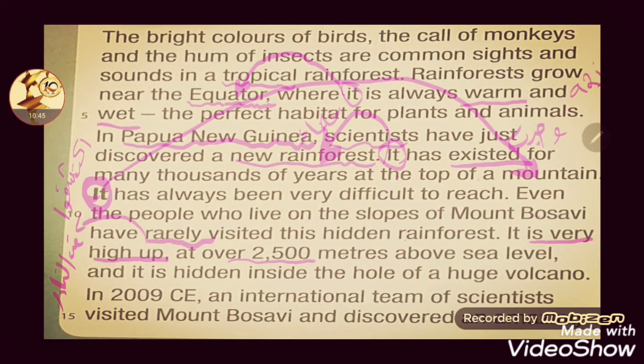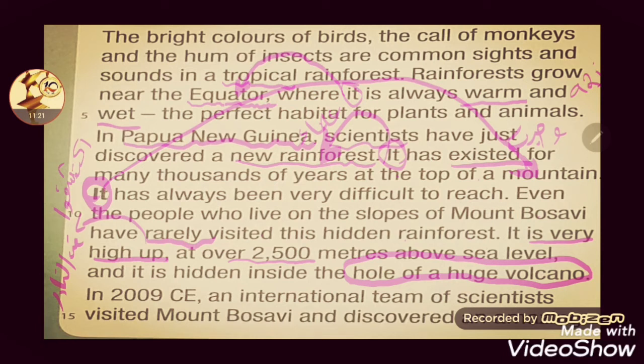They found this beautiful rainforest in a place called what? Mountain Bozef, okay? And this hidden rainforest is hidden inside a hole of a huge volcano. يعني كانت موجودة بحفرة الفولكانو من فوق of a huge volcano. إذن هي حفرة بإيش؟ بفولكانو، بركان كبير جدا.